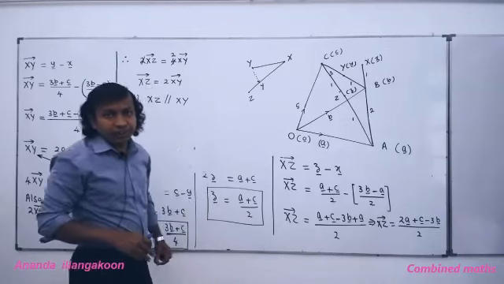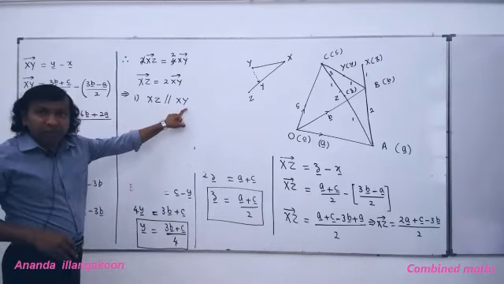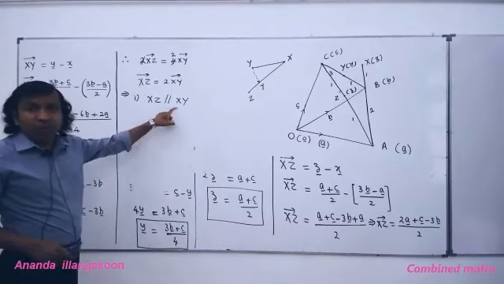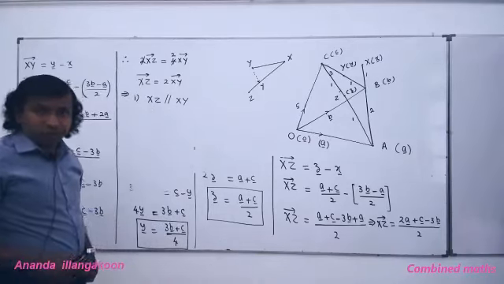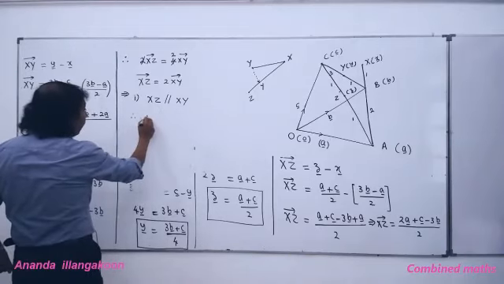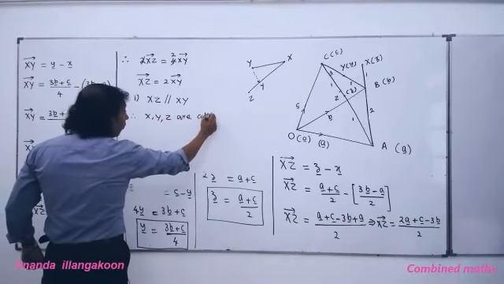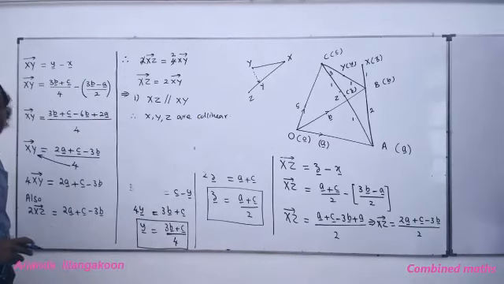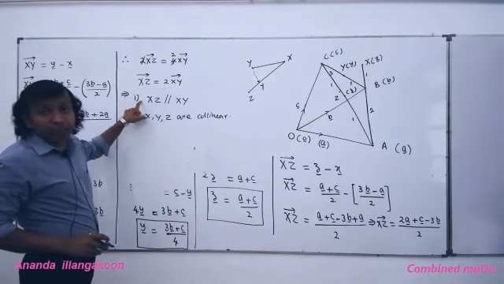It is sufficient to show XZ line segment parallel to XY. Anybody who knows maths will realize that for this, the 3 points X, Y, Z should be on the same line. Understood? Therefore, you can write XZ parallel to XY means, therefore, X, Y, Z are collinear. That's enough, right?